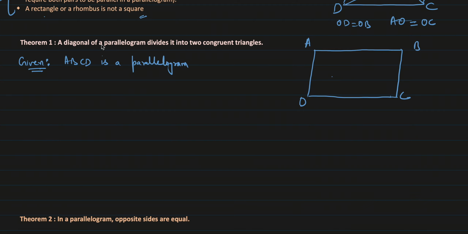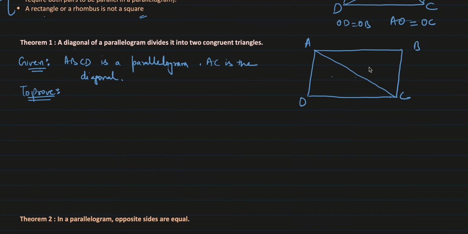Then one diagonal, they are talking about a diagonal. So let's join AC. Write AC is the diagonal. I wrote what is given. What do you have to prove? That this diagonal is dividing the parallelogram into two triangles.